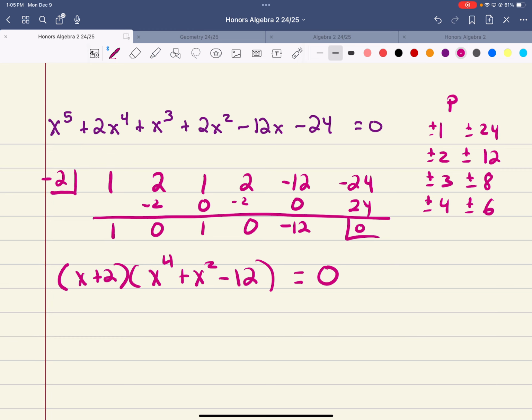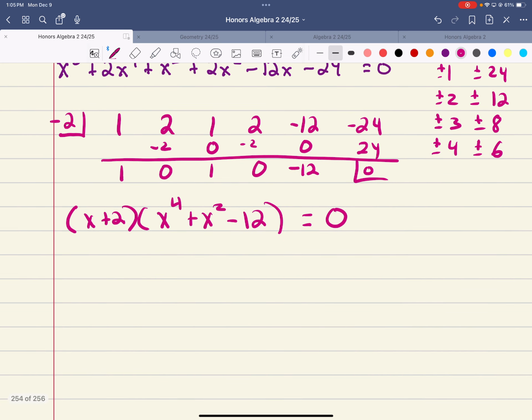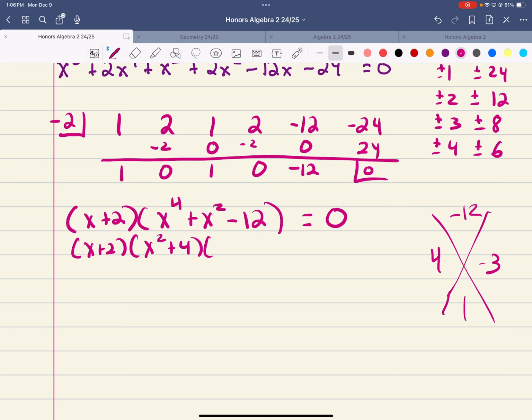Okay, it says equals 0, so that means we're going to find the zeros or the roots. X plus 2, that's taken care of already. X to the 4th plus x squared minus 12. I think that factors, doesn't it? Yeah. If we use the x method, negative 12 and 1. So 4 and negative 3. So it's x plus 2, but now it's going to be x squared plus 4 times x squared minus 3.